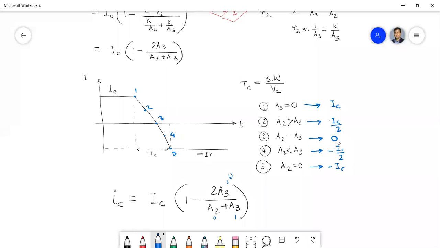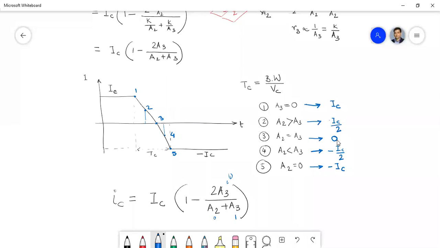So this is how the current flowing through the coil under commutation gets changed from IC to minus IC, isn't it? So this type of thing we are getting. That means we are getting almost linear commutation, isn't it? So this is an ideal case, but not the practical one, because here we have done some assumption which may not be valid.